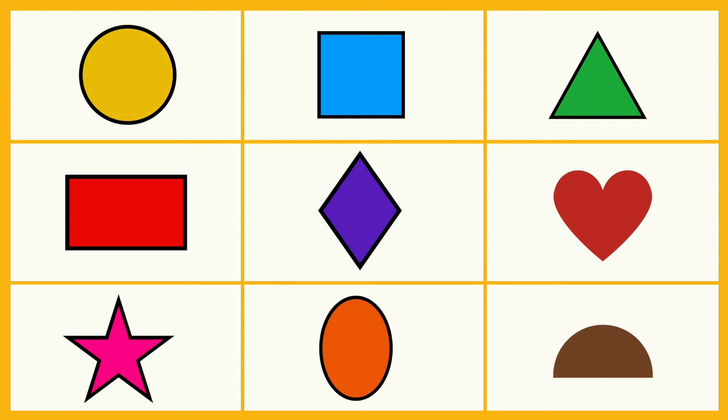Miss Kaye will point to a shape and then tell me the name of the shape. What is this? It's a circle. What is this? Square. This is triangle. This is rectangle. This is diamond. This is heart. This is star. This is oval. This is semicircle.